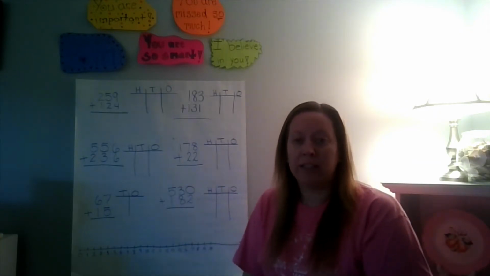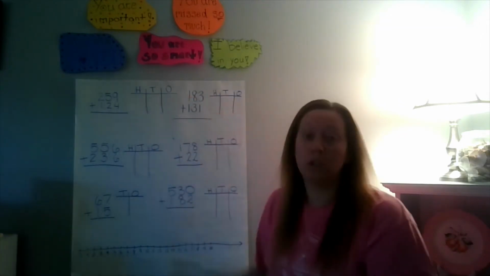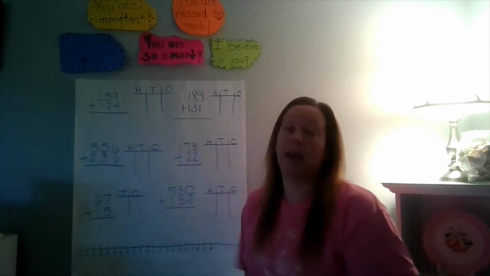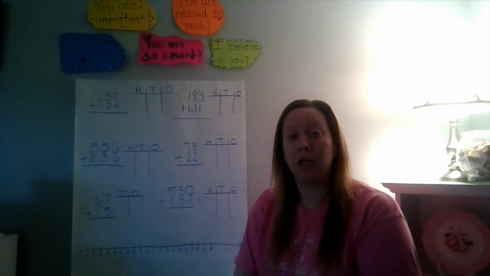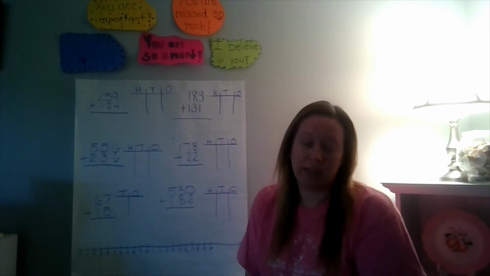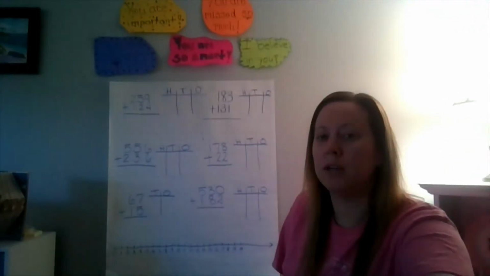For your practice today, you are going to have some problems to do. You can use your hundreds, tens, and ones place value chart, or you can just line them up and add them. It's whatever works best for you. I'm going to show it both ways, so that depending on which way you like best, it's a little easier for you to see some examples, okay? So let me tilt it this way a little bit.